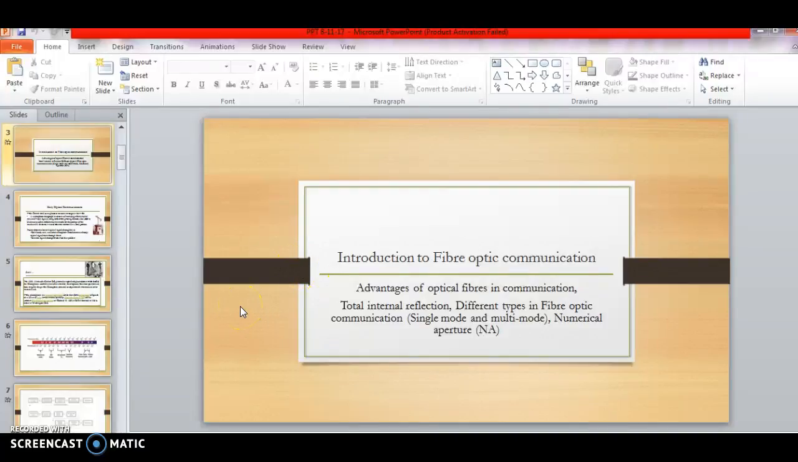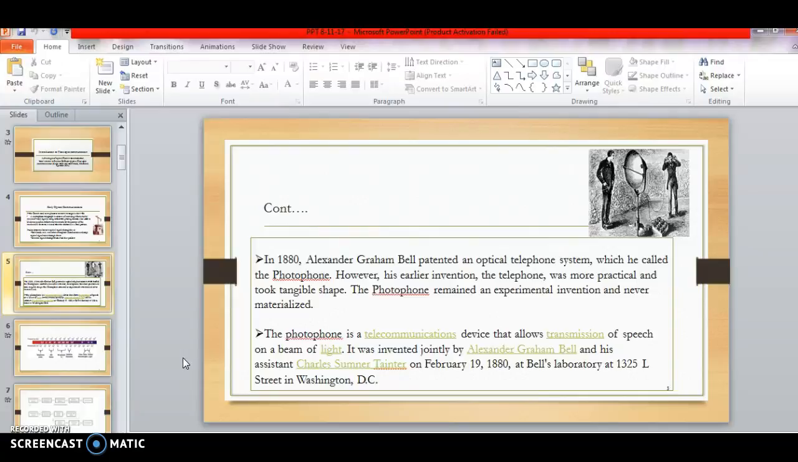Hi everybody. Today I'm here to give a few introduction about the fiber optic communications. So we'll see the basic concepts which are related to this fiber optic communications.